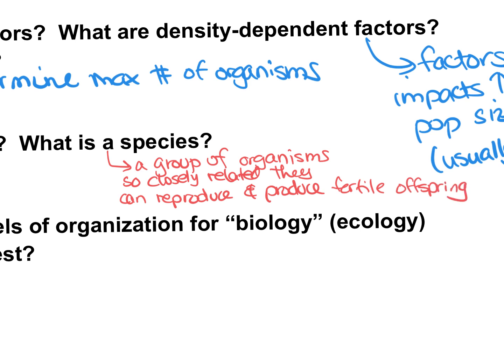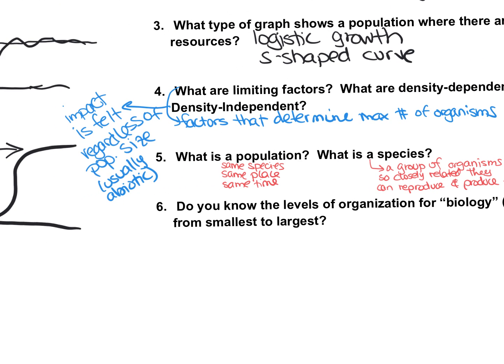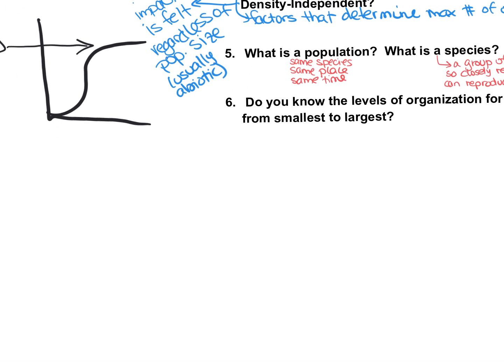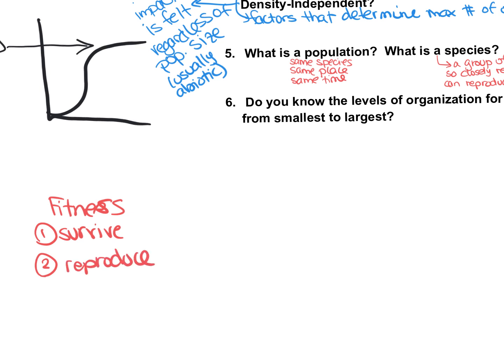What's the goal of every living thing? Survive and reproduce. So all living things want to do two things. It's called their fitness. You have to be able to survive and you need to reproduce. But it's not just you reproducing, your offspring have to reproduce as well. It's all about carrying on genetic lineage. And you don't think about it like that, but that's what allows species to continue on.